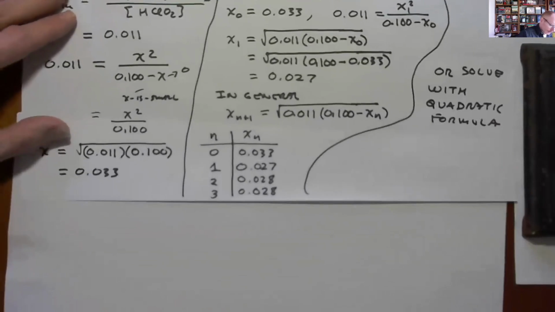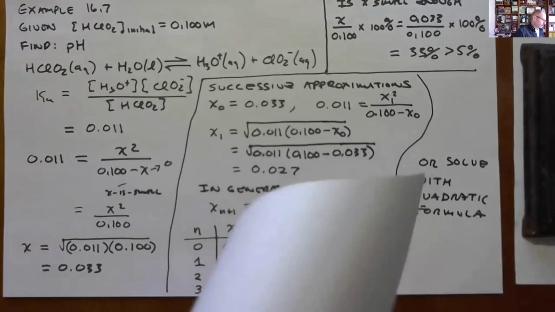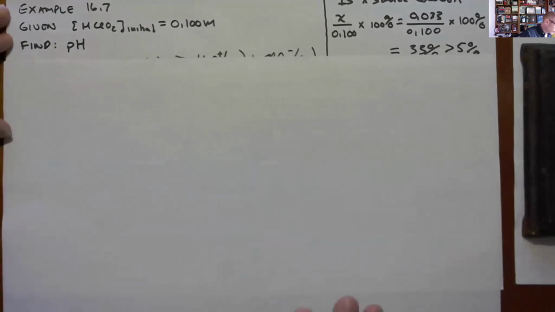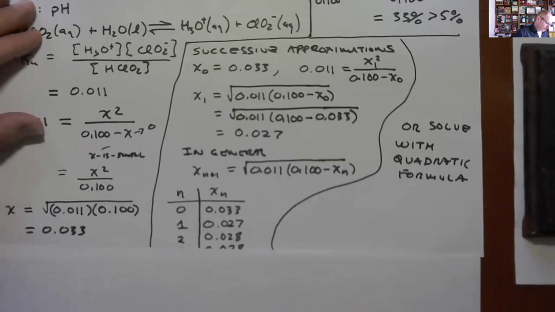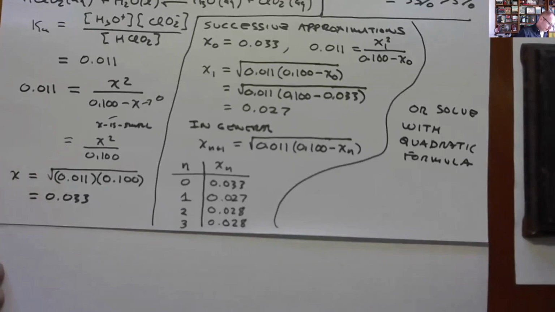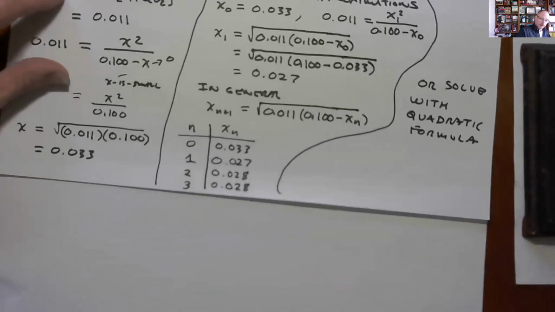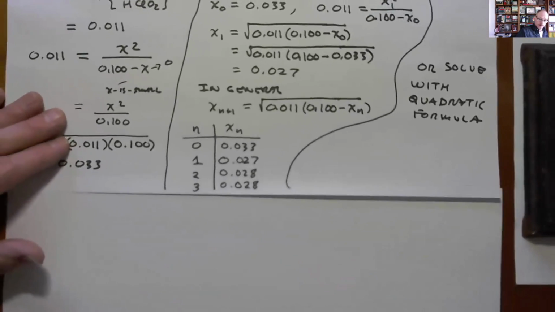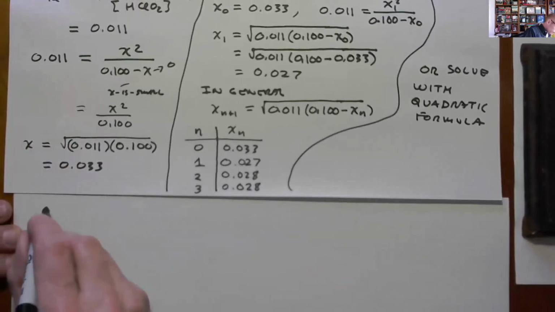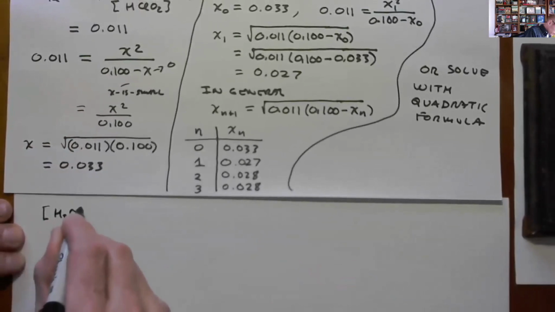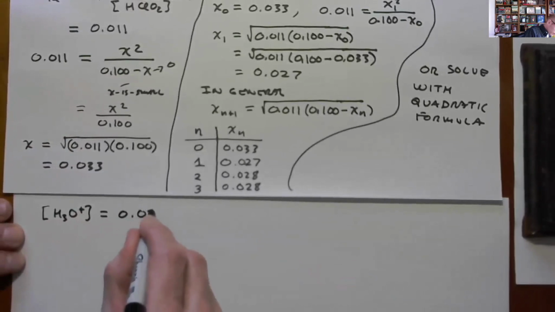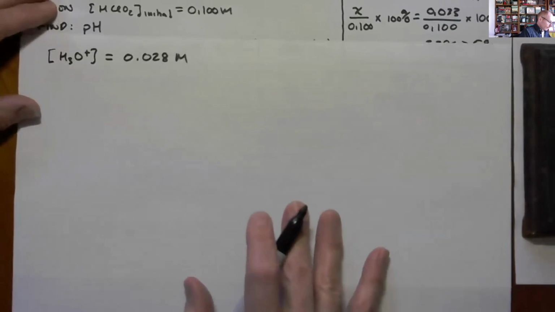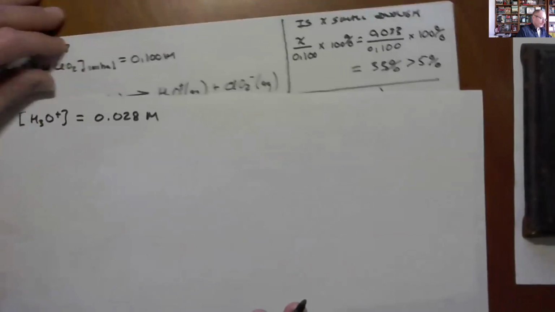So what are they asking us to solve here? So again, given the initial, find the pH. Okay, so what do we know? Well, I'll be careful how I write this. So the hydronium concentration is therefore 0.028 molar. And from this, we can calculate the pH.